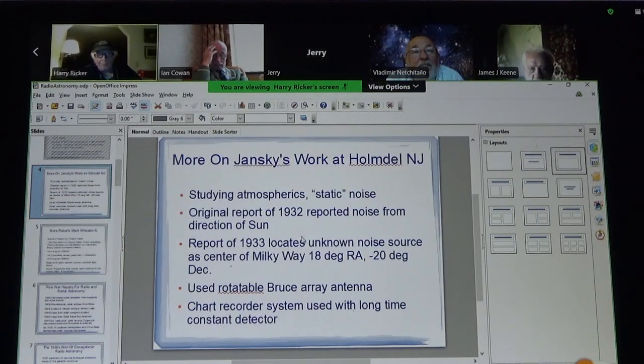Jansky's antenna is a Bruce array, a rotatable Bruce array. I could lecture for an hour on what a Bruce array is.